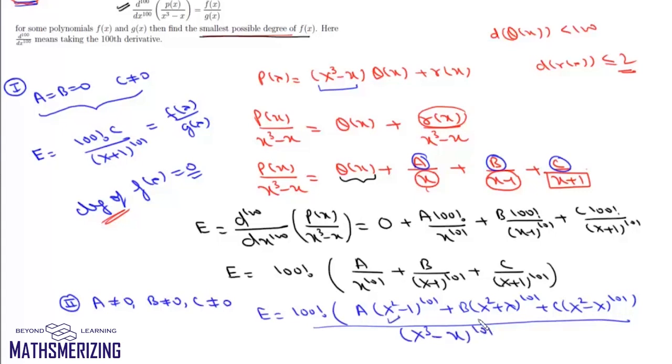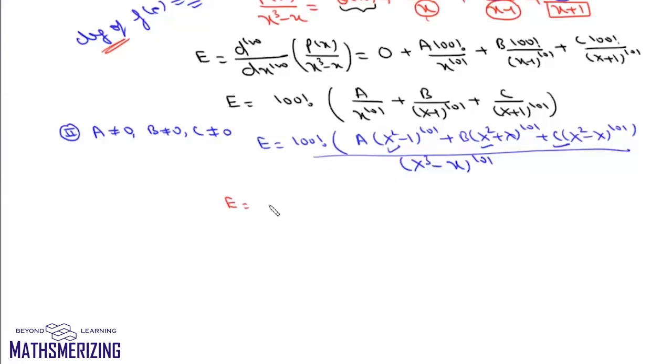Now we'll use the binomial theorem to simplify these expressions. We can write this E as factorial 100 and it'll be a times 101 c0 x to the power 202 minus 101 c1 x to the power 200 plus 101 c2 x to the power 198 and all other terms.